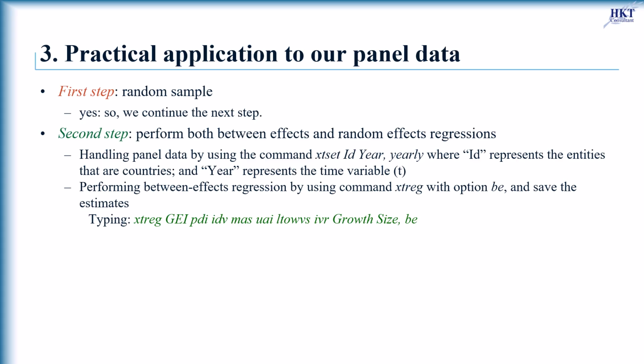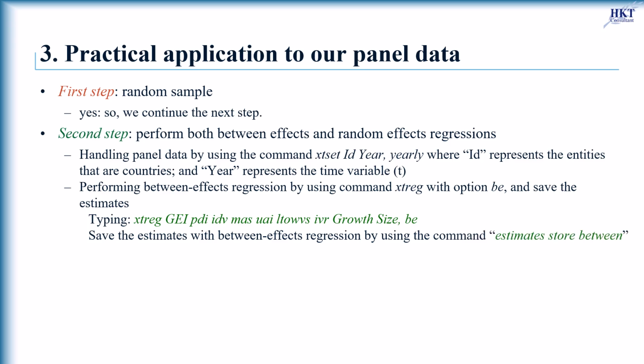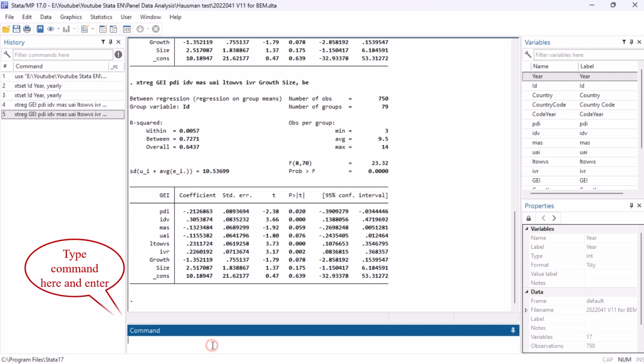To compare the results with the random effects model that will be performed later, we must save the estimates of the between effects regression, using the command estimates store between. Type the command here and enter.